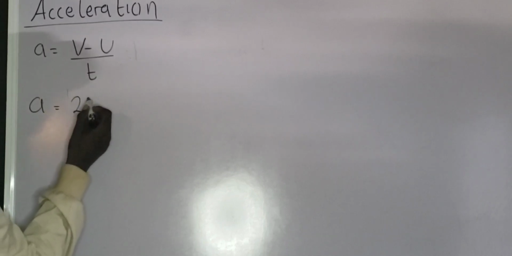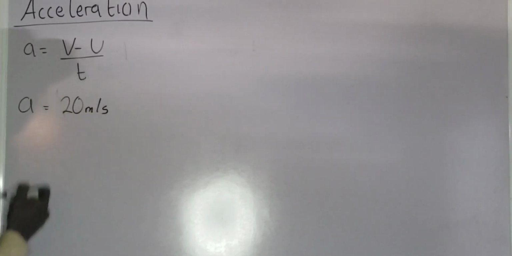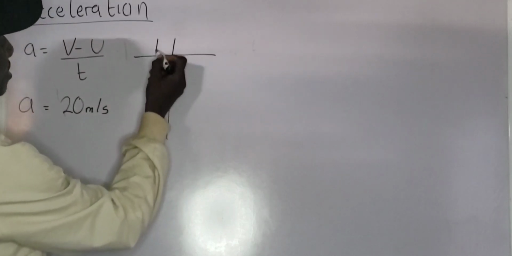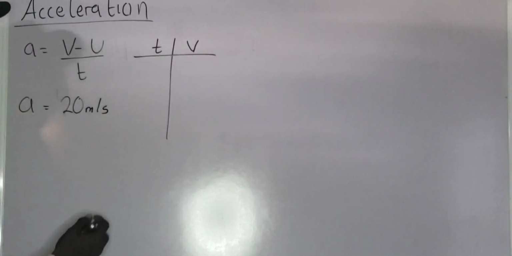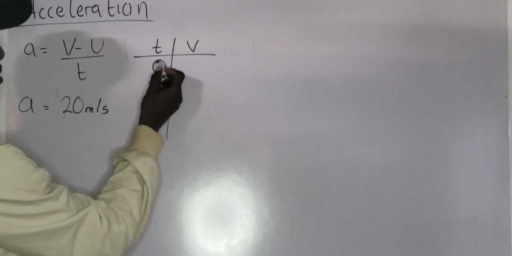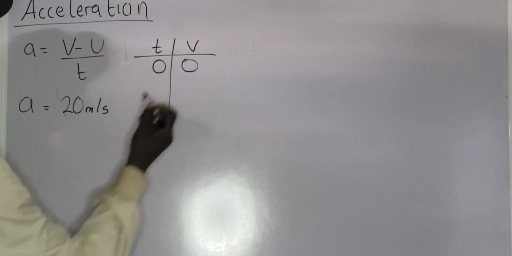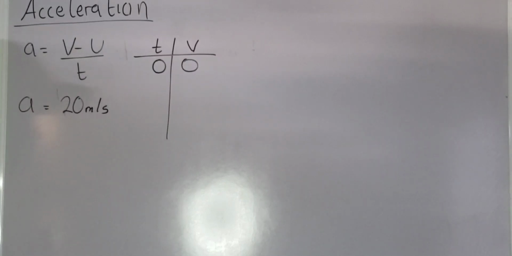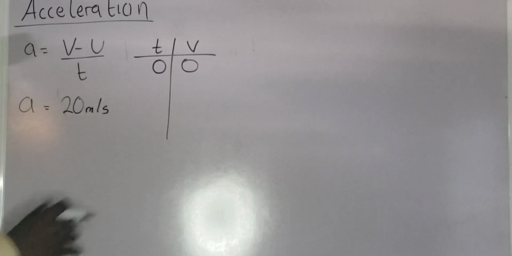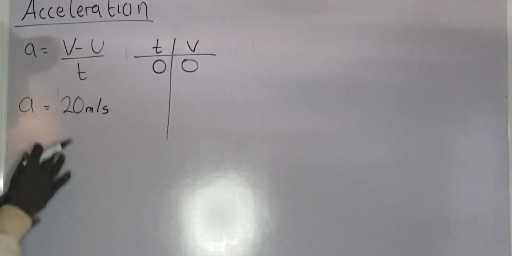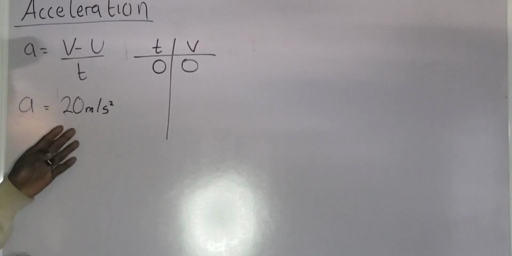So let's say the acceleration of an object is 20 meters per second squared. Do you understand? So we can create a table, time and velocity. Now at time 0, the velocity of the object will be 0. Let's assume that the object is at rest before it is in motion. You understand? So the acceleration is 20 meters per second squared.